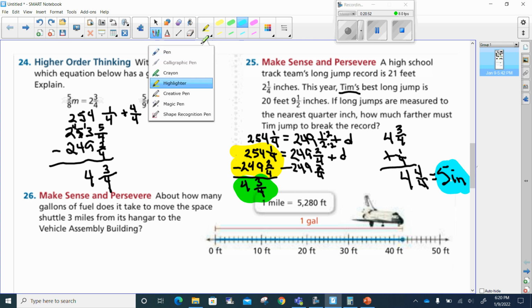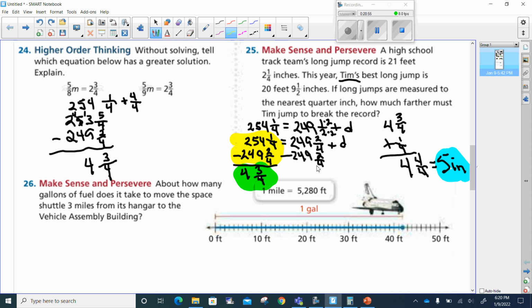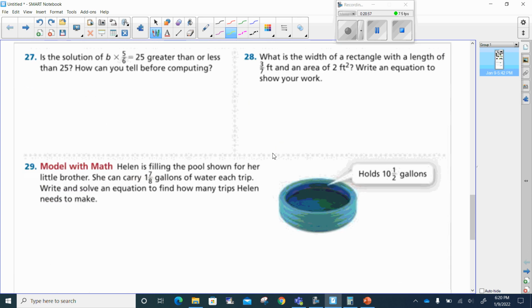All right, let's go ahead and go to number 27. That was a hard one. In this situation, b times 5/6 equals 25. Is this solution greater than or less than 25? How can you tell before computing? I'm going to say that it has to be greater than 25. And here's why.